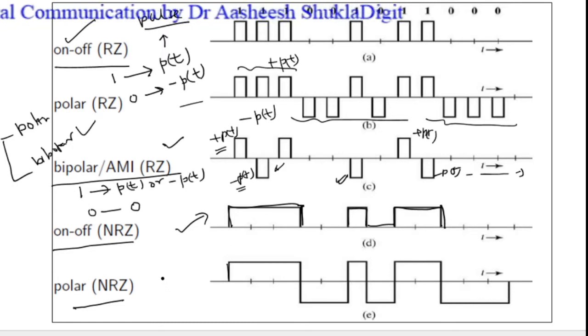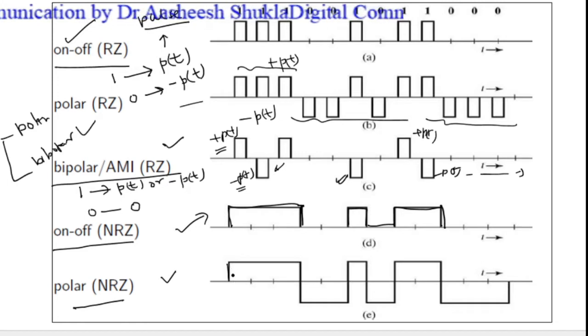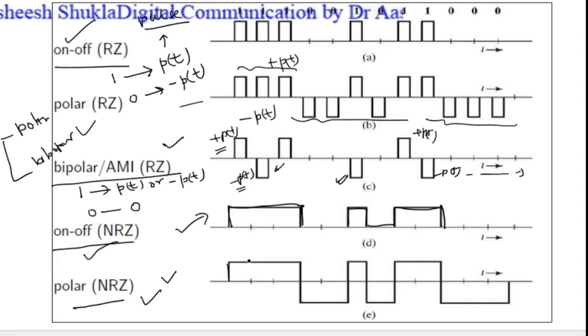Because these pulses are non-return to 0, for every bit they will not come down to 0 level. They will come down to 0 only when the bit changes from 1 to 0 or 0 to 1, and in that case we also have to see whether it is on-off NRZ or polar NRZ. For polar NRZ it will not come to 0, either it will have plus PT or minus PT. So this is the concept of how we can represent any line code for a particular bit stream.